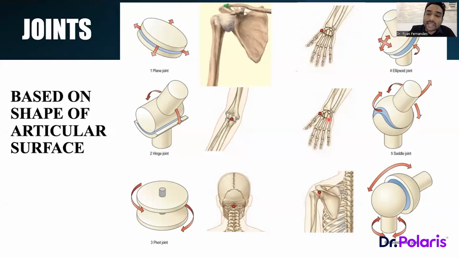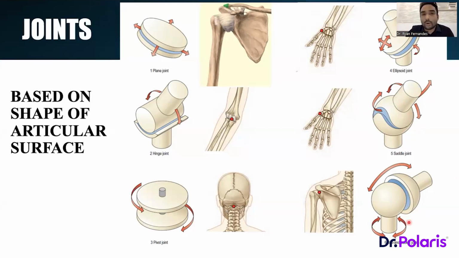So the typical example of a saddle joint, you can see the rider is sitting on the horse. That is why it is known as the saddle joint. The typical example is that of your thumb, the metacarpophalangeal joint, and that is an example of saddle joint, and it has movement in all the directions. And the last one is ball and socket joint.